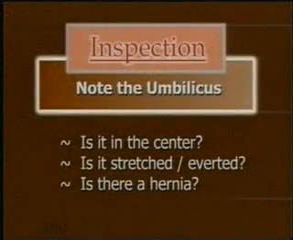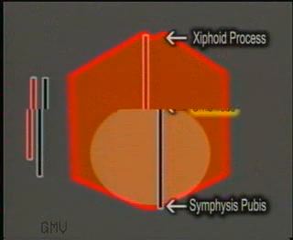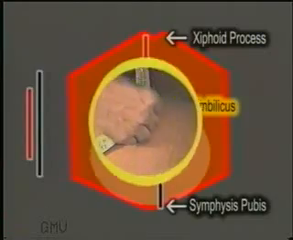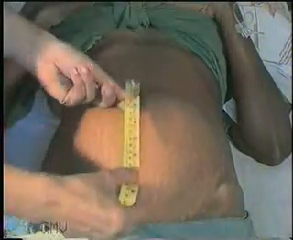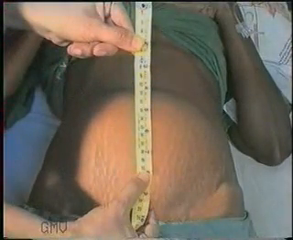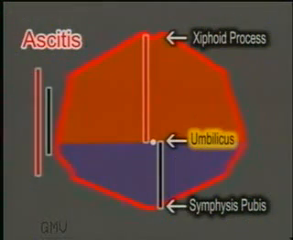After inspecting the skin, inspect the umbilicus. Is the umbilicus in the center? Normally, it is in the midline, midway between the tip of the xiphoid process and the top of the symphysis pubis. It is displaced upwards by the lumps arising from the pelvis. Note here that the distance between the xiphoid process and the umbilicus is less than the distance between the umbilicus and symphysis pubis. In ascites, the reverse is the case.